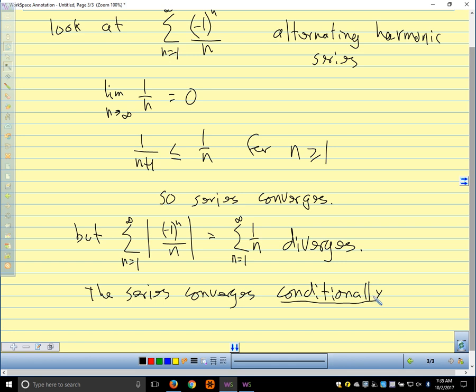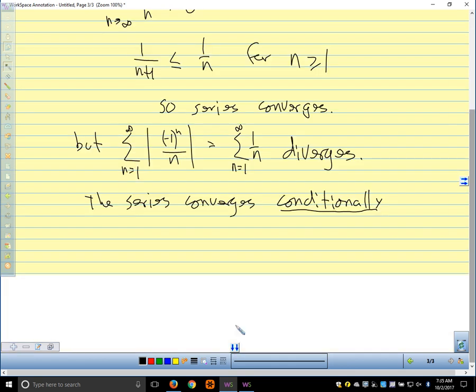The alternating series converges, but the absolute value of that alternating series diverges. So we call that conditional convergence. Now I want to look at the sum from n equals 1 to infinity of (-1)^n over n squared.